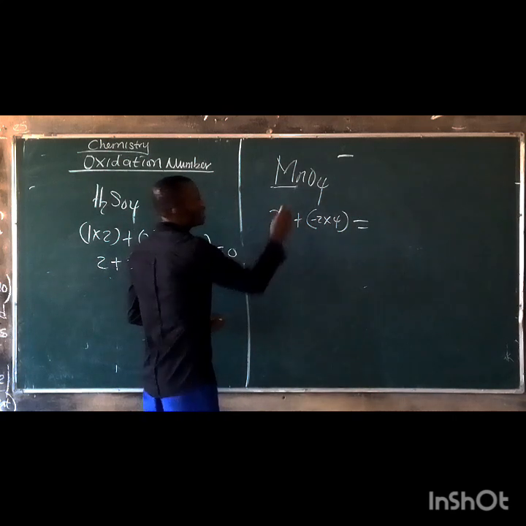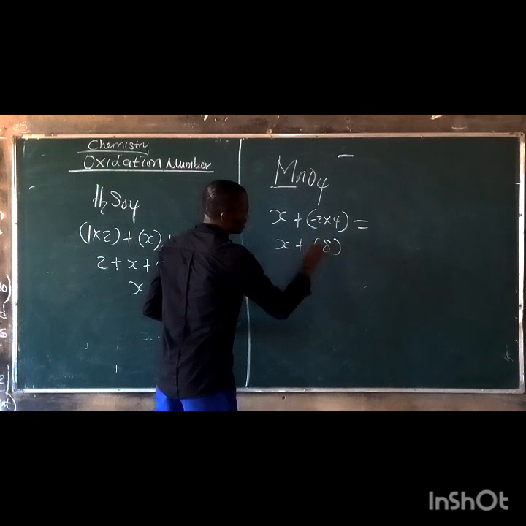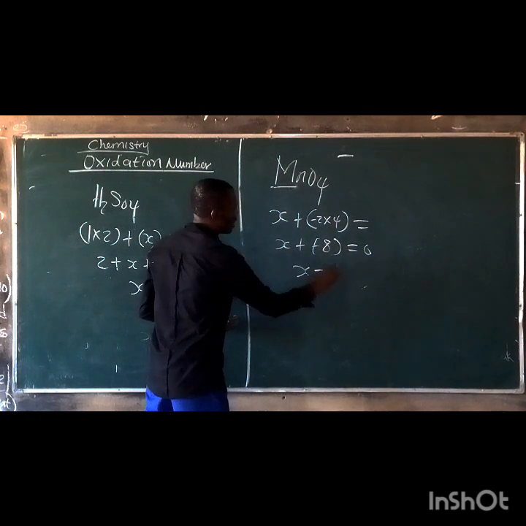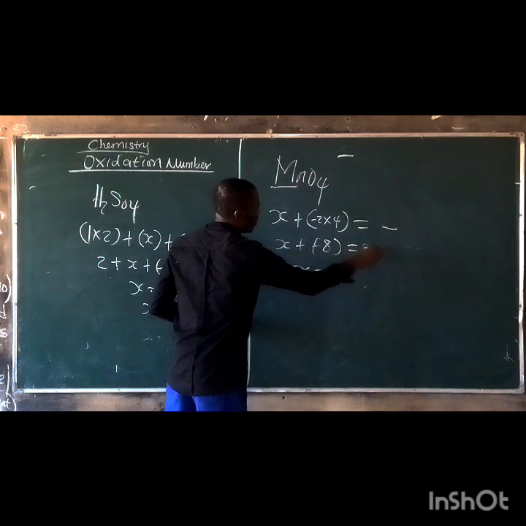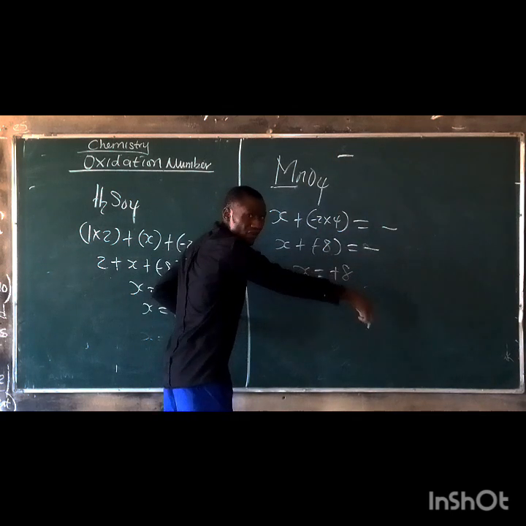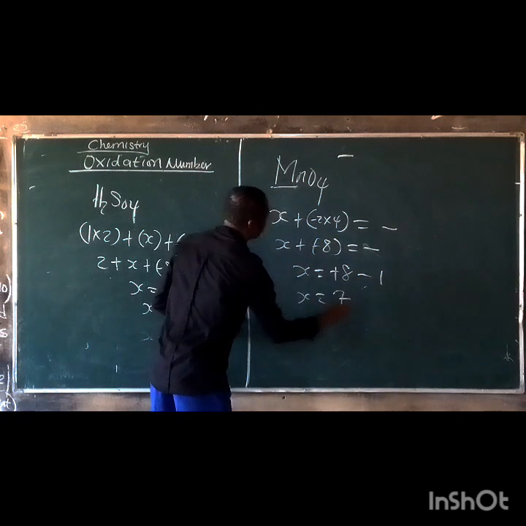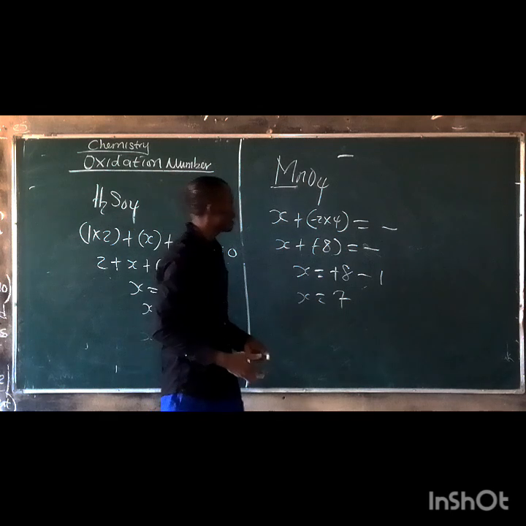So we have magnesium is X. So we have X plus this minus 8 is equal to the overall charge. So when 8 moves to the other side, it becomes plus 8. But remember that we have a minus sign, not 0, minus sign. You see that? Don't forget that. Then minus 1. Okay? X is equal to 7. So this is tetraoxomanganate 7.